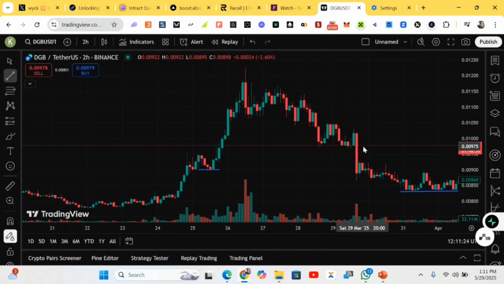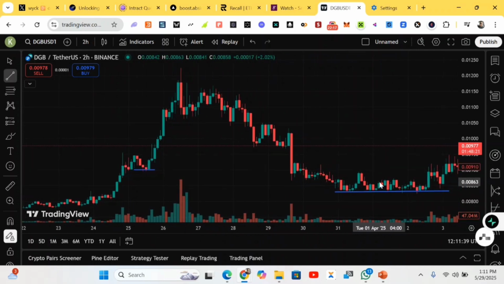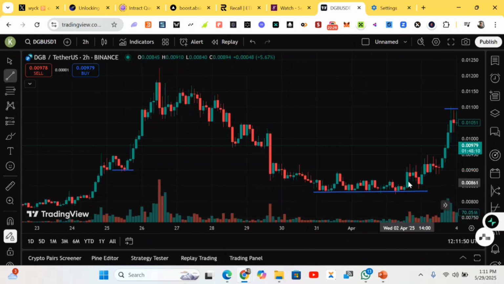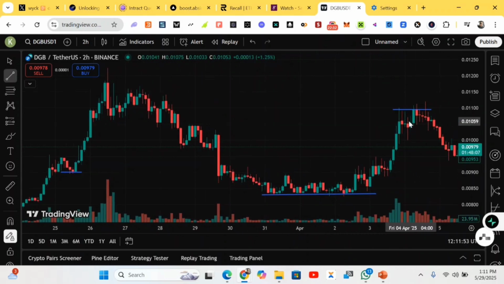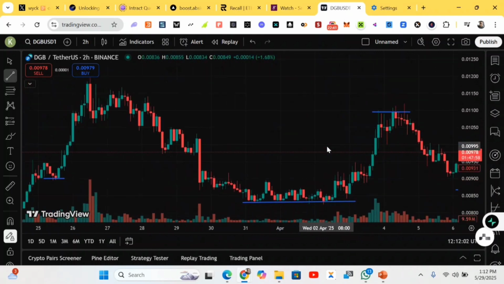Sellers came. They tried to push it down. Buyers came, and it went totally down over here. Even the long bearish candle pushed down to this level, and it brought up the area of resistance over here before it came back up again. Then it came over here again to bring an area of resistance before it went down.